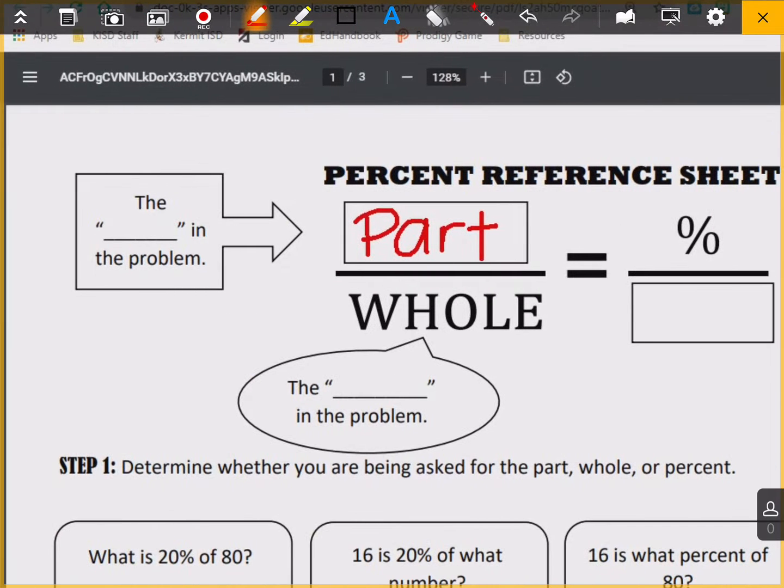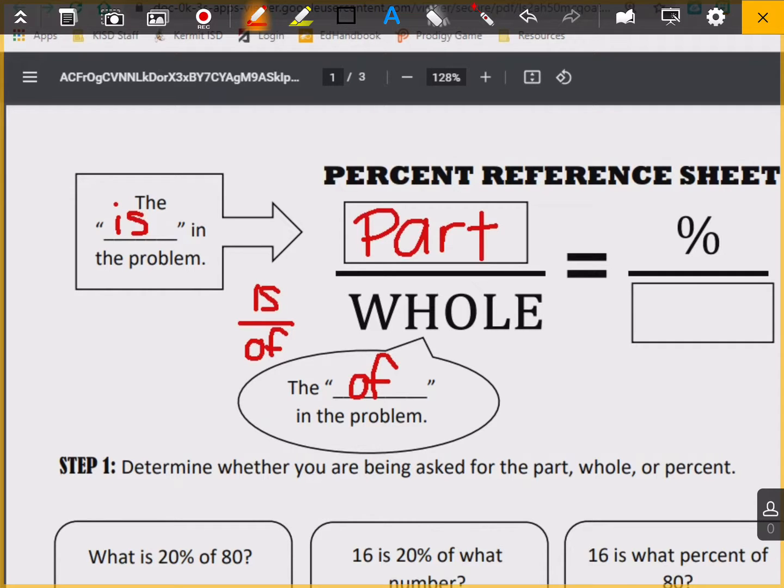So part is the "is" in the problem. Whenever you see the word "is," that is telling you that that is the part, and it's going to go on the top on the first fraction. The whole is the "of" in the problem. So if you see the word "of," it's going to be the bottom. Another way to remember this is "is over of." So if you see the word "of," that means that that is your total or your whole.